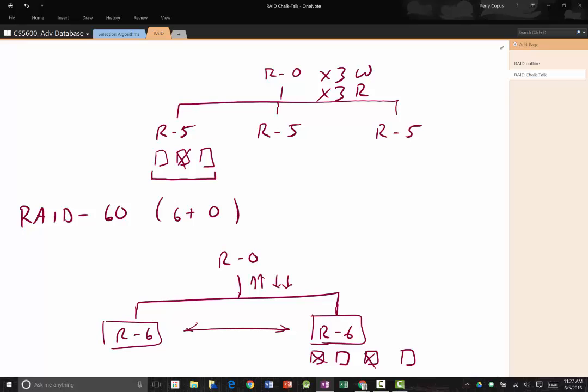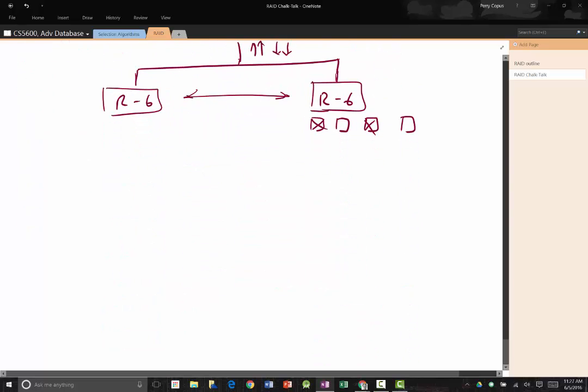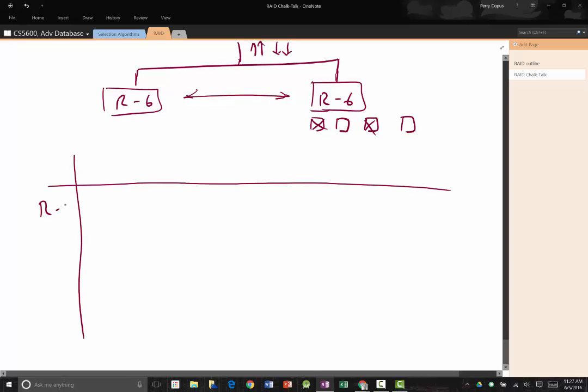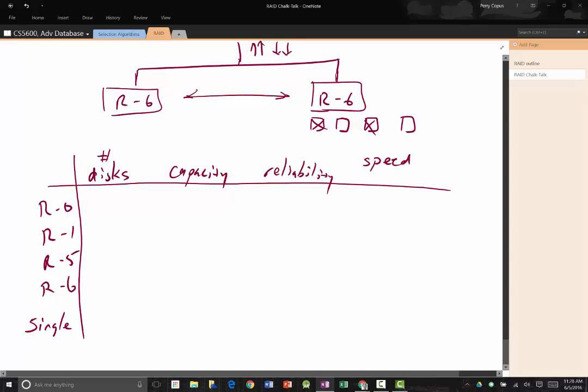That is it. That is the end of our discussion. But I am going to create a table here so that we summarize everything that we've looked at. We've got RAID 0, RAID 1, RAID 5, RAID 6, and then the single disk. And I won't bother doing it with the compound RAID levels, but it's there if you want it. So we want to know how many disks does it take? What's the capacity? That's our storage metric, right? Reliability, and the speed or performance for writes and for reads. So let's look at it.